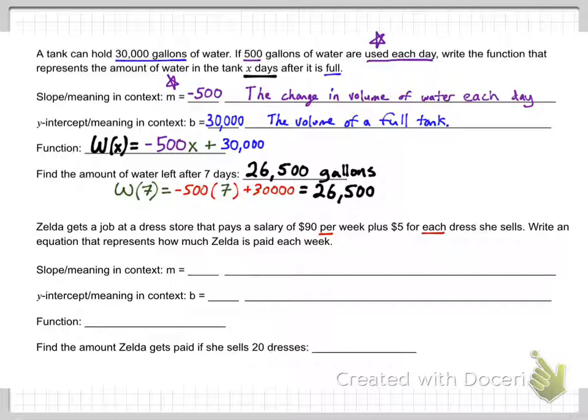Write an equation that represents how much Zelda is paid each week. Well, if we're writing how much Zelda's paid for the whole week, then that $90 per week isn't going to be a rate of change. That's actually the starting value or starting cost of the week. That means that we're starting with $90, and it really depends on how many dresses she sells, not how many weeks have gone by.